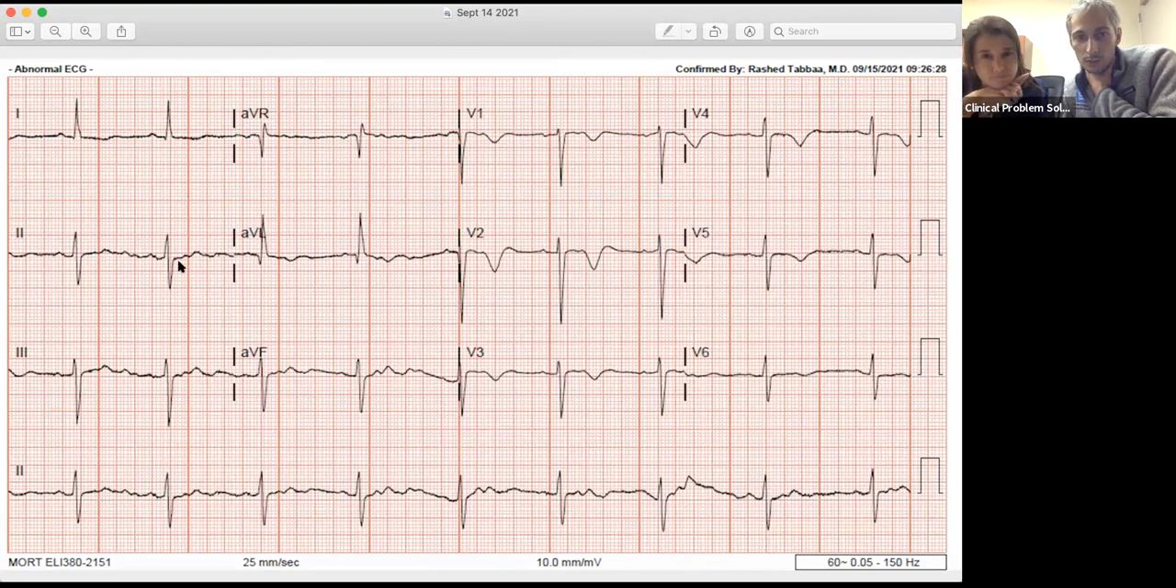The P waves in lead 2 and V1 don't suggest any atrial enlargement. There are possible signs of prominent voltage in the left ventricle, but in the setting of the cardiomyopathy, it could just be from that.